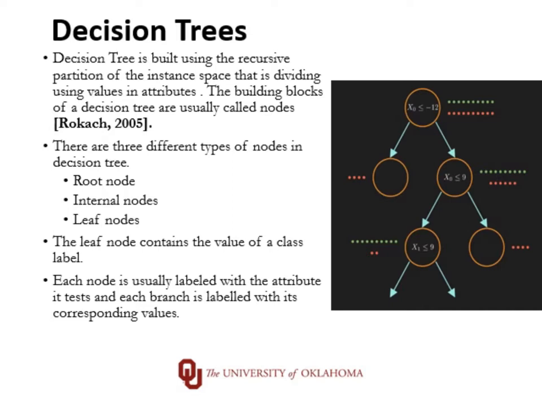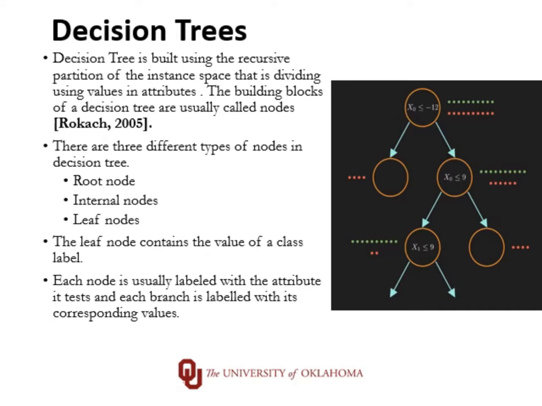A decision tree is built using the recursive partition of the instance space, and it can be easily interpreted by non-experts. The tree is divided using the values of the attributes, and the building blocks of the decision tree are called nodes. There are three different types of nodes in the decision tree: root node, internal nodes, and leaf nodes. A root node has no incoming edges, but only outgoing edges.